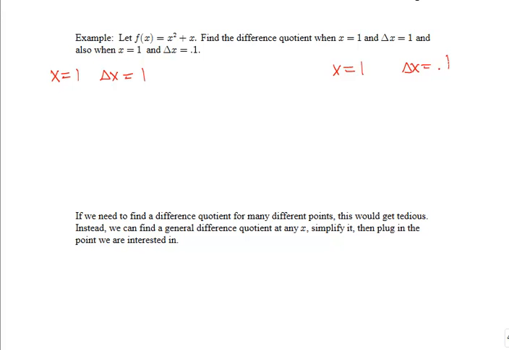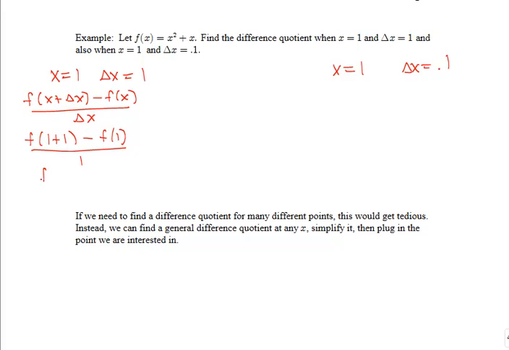So to find our difference quotient, we need to use our difference quotient formula, which is f of x plus delta x minus f of x all over delta x. So let's plug in what our x is and our delta x is. x is 1 and delta x is 1. x was 1, so I'm going to put a 1 there, and our delta x on the bottom is also going to be a 1. So what this simplifies to is really f of 2 minus f of 1 all divided by 1, which we don't even need to write.